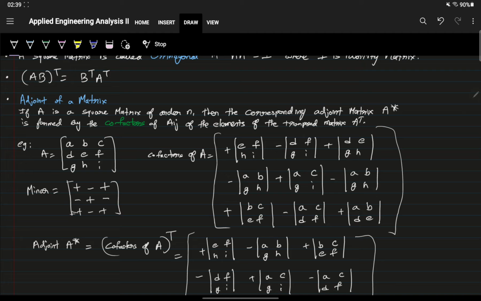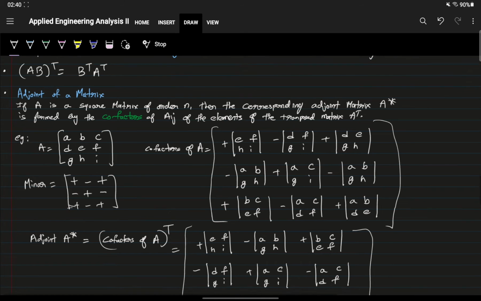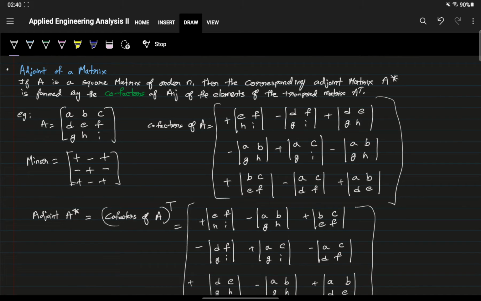The adjoint of a matrix. If A is a square matrix of order n, it can be 2 cross 2, 3 cross 3, and so on, then the corresponding adjoint matrix A star is formed by the cofactors Aij of the elements of the transposed matrix A transpose. Let us consider this example.